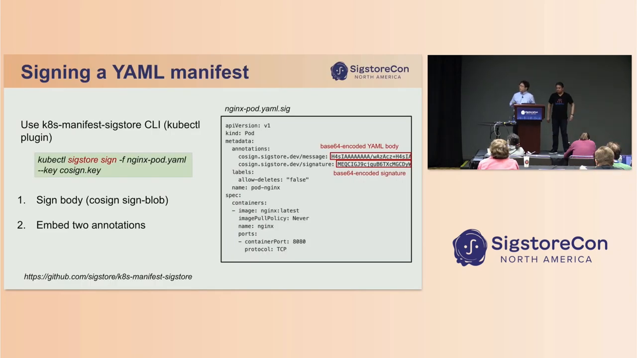Okay, so let me introduce a little detail of how this mechanism works. First, signing the YAML manifest. This is a CLI tool, actually a kubectl plugin. Some annotation is injected into the original YAML manifest. Basically it gets the YAML manifest body and encodes it, and it's signed by the cosign sign-blob command. Then the encoded message and encoded signature are embedded into the annotation.